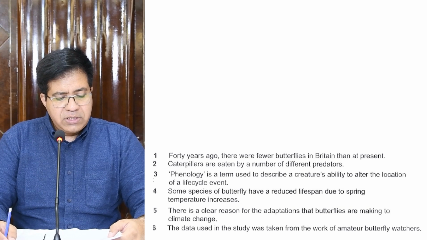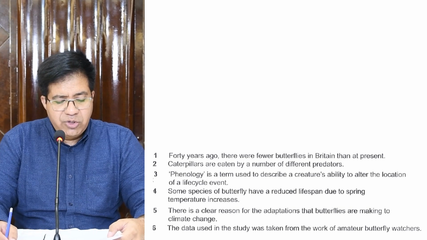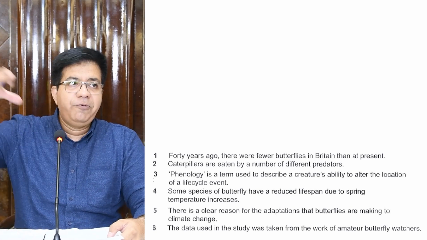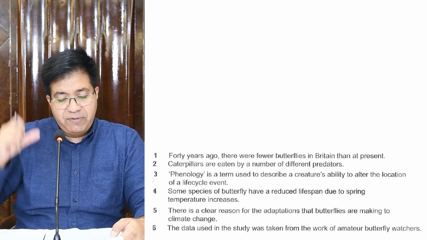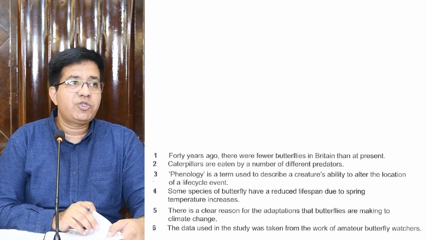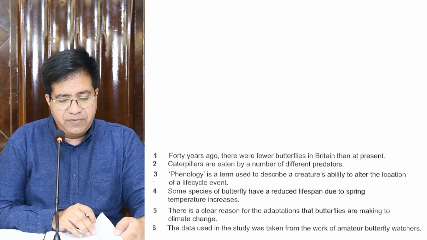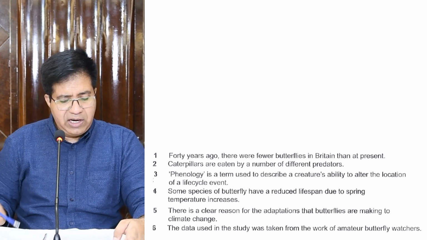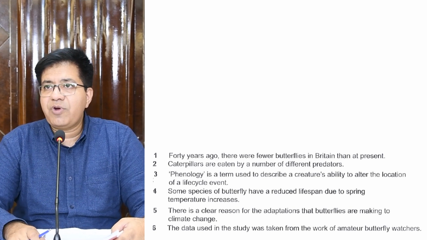Question number 4. Some species of butterflies have a reduced lifespan due to spring temperature increases. Reduced lifespan means before it was 25 days, now it is 21 days. So if some species of butterflies have a reduced lifespan due to spring temperature increase, the answer is true. If there is some other reason, the answer is false, otherwise not given. Now we are going to look for spring temperature, lifespan and all that. Well done. Third paragraph, third line, there we can see temperature and all that.